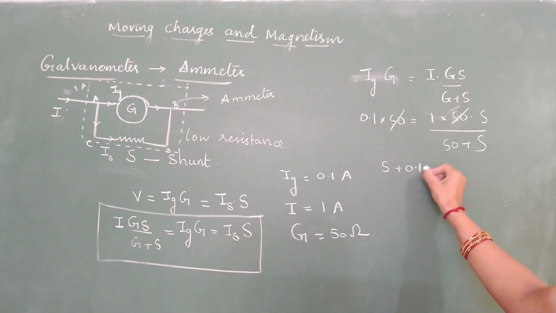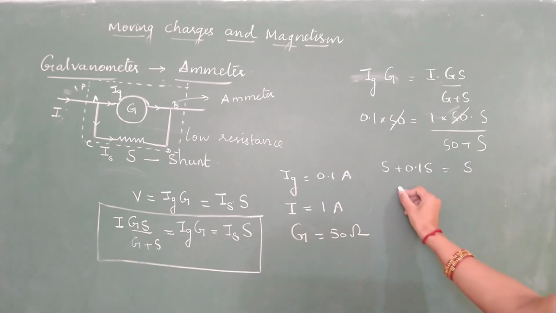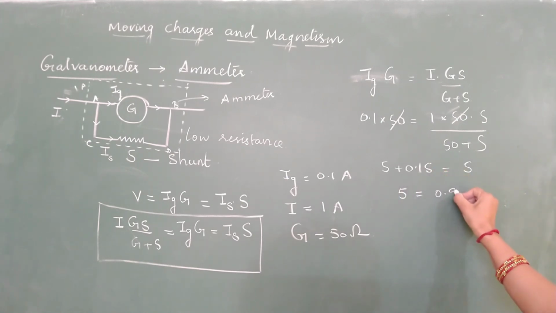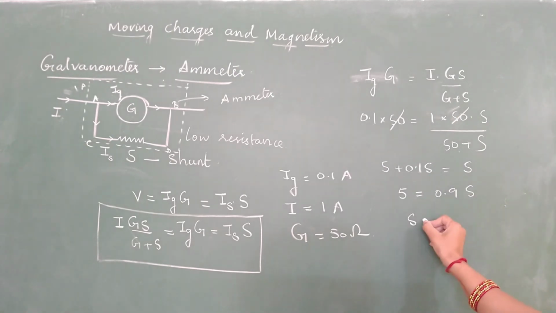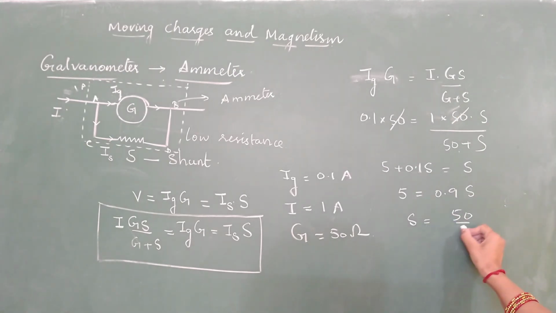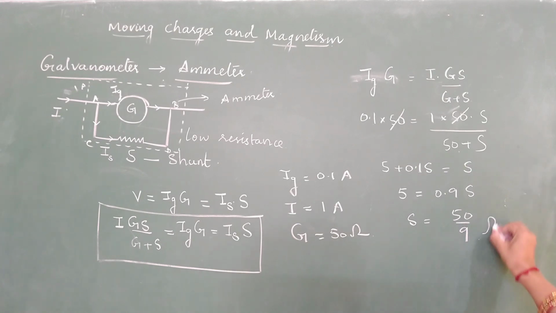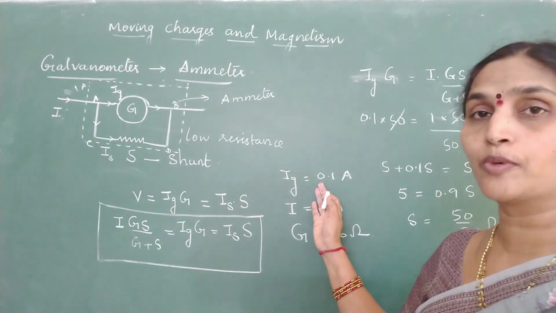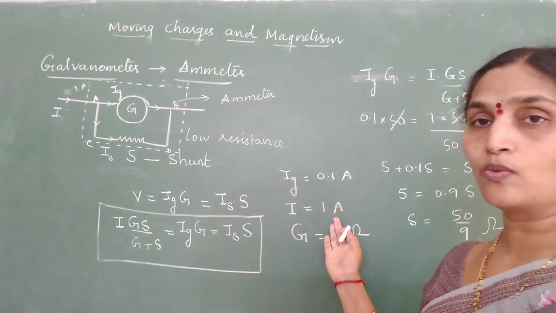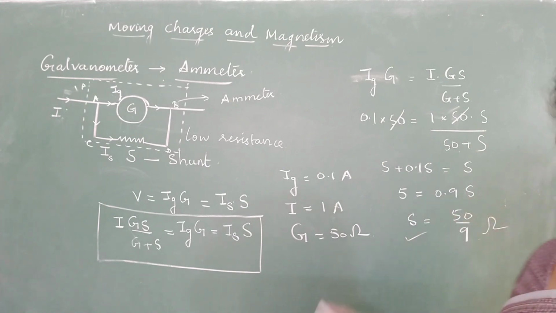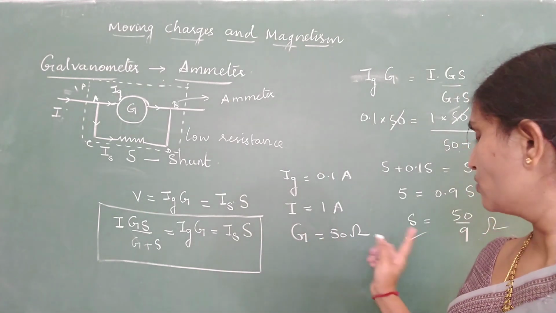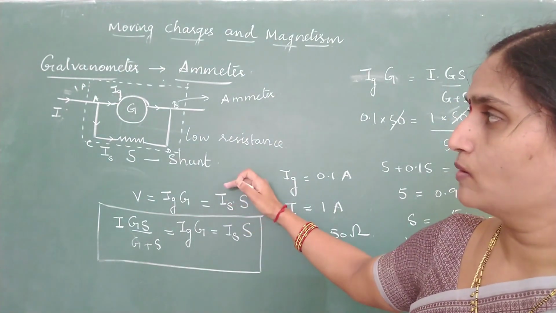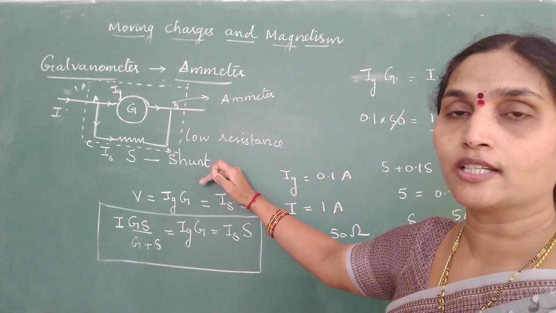5 plus 0.1 S is S, or 5 is equal to 1 minus 0.1, 0.9 S. So what is the shunt resistance? 50 by 9. So what shunt should be added to convert a galvanometer of 0 to 0.1 ampere range to 0 to 1 ampere range? Did we get the shunt as 50 by 9? And once you know the shunt, you can calibrate the readings. This is how you can convert a galvanometer into ammeter.